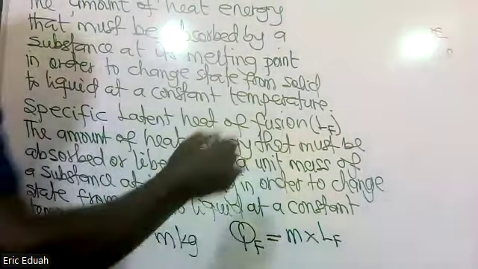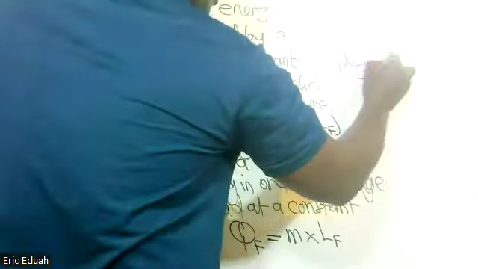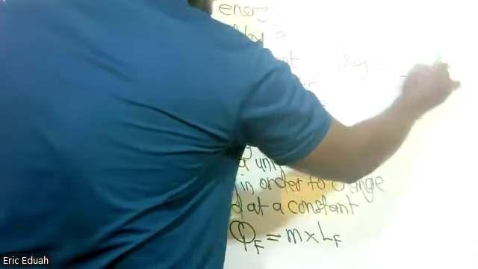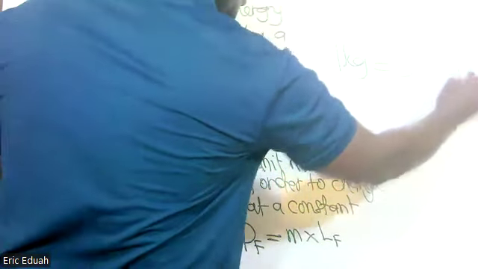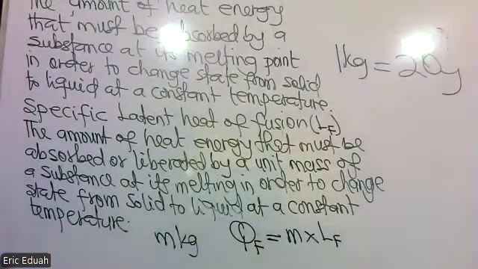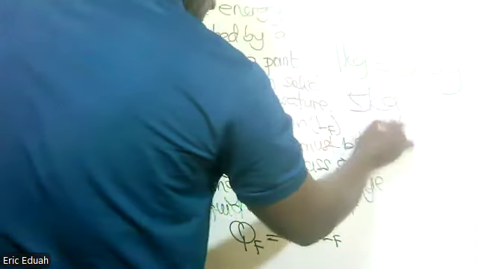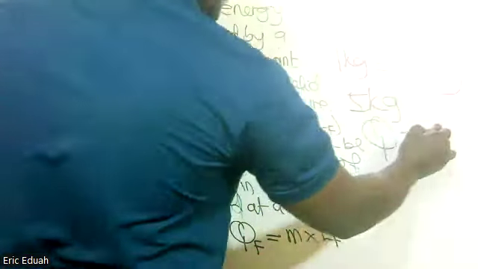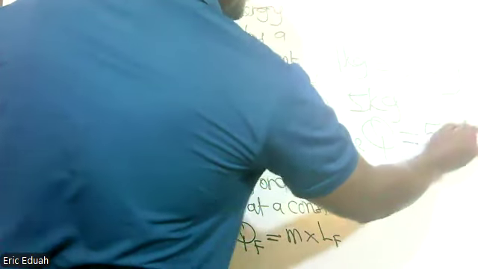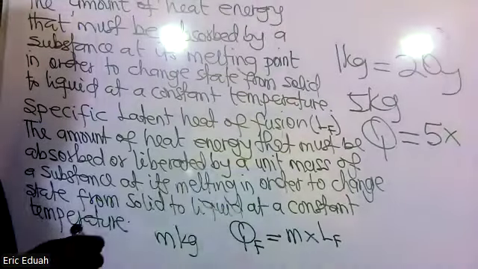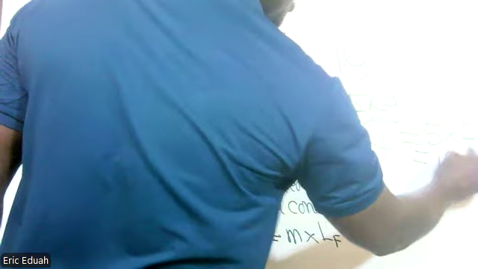So assuming 1 kilogram mass requires maybe 20 joules of heat energy in order to melt. If you give me 5 kilograms, the quantity of heat energy that must be absorbed would be equal to the given mass, 5, times what 1 kilogram mass would absorb, 20. And that would be 100 joules.